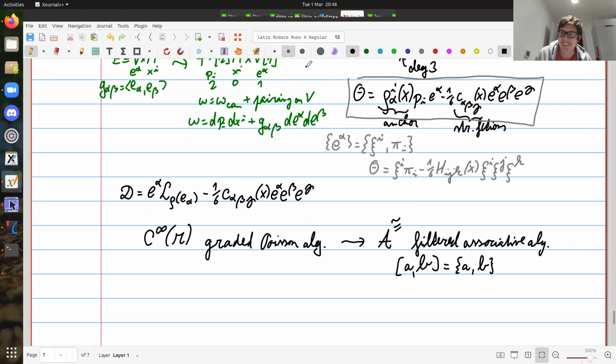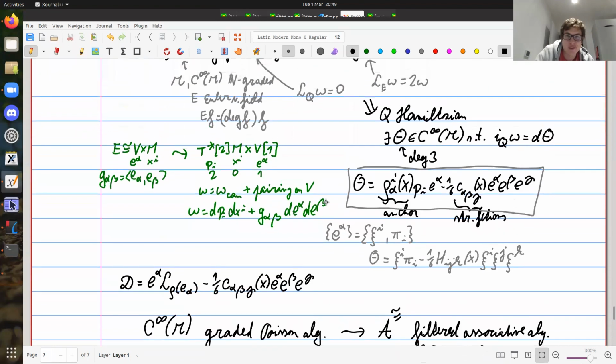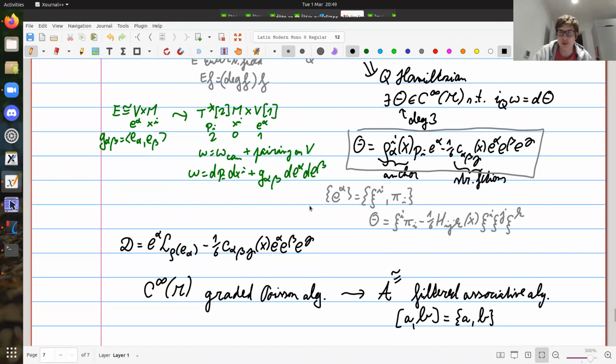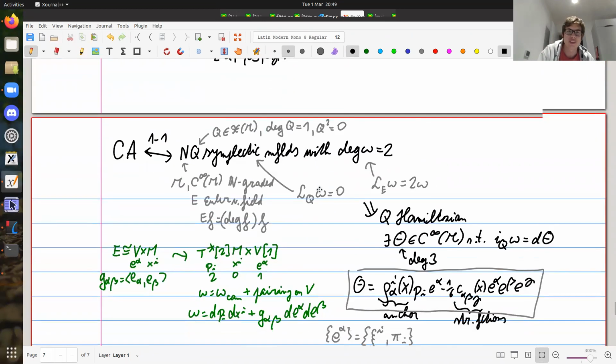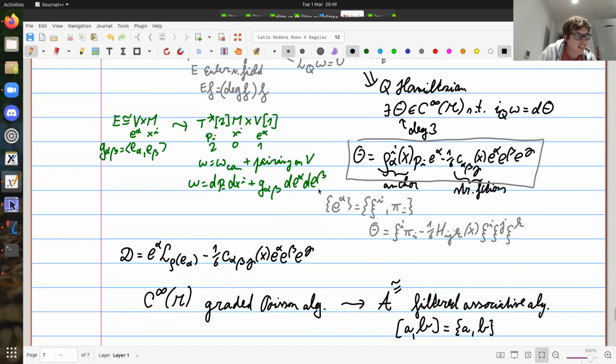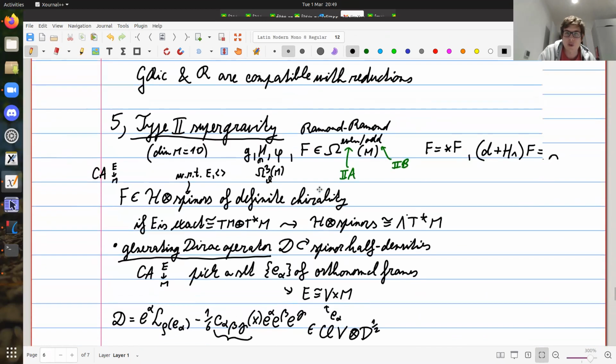Sorry, this was even more sketchy than I intended. But the upshot, the slogan, is that you can get the generating Dirac operator using a quantization of this Hamiltonian function in this graded symplectic language. I had to skip a lot of details, but you can find more in our article, which is on the first page of this PDF. And so this is how you can encode this thing.